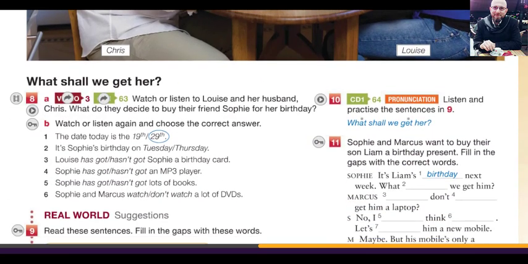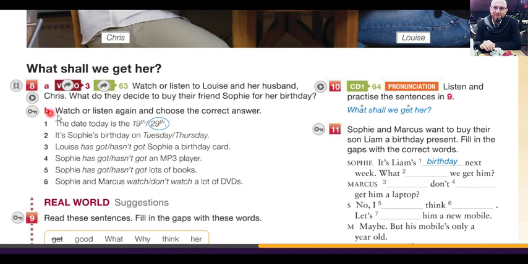Okay, so here in exercise 8B, how many sentences are there? We have 6 sentences, so we will listen again and choose the correct word. Let's read them together. The date today is the 19th or the 29th. It's Sophie's birthday on Tuesday or Thursday. Louis hasn't got Sophie a birthday card. Sophie hasn't got an MP3 player. Sophie hasn't got lots of books. Sophie and Marcus don't watch a lot of DVDs. Okay, so listen and choose the correct word.